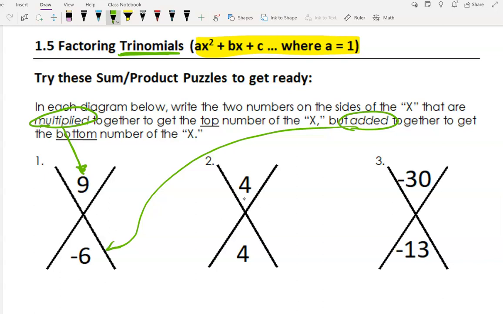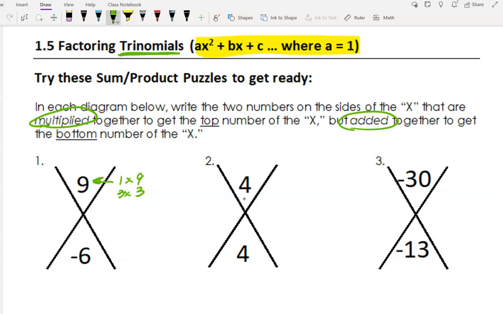Okay, what does this mean? What do we do here? Well, you guys know numbers that multiply to 9. Give me the factors of 9. Well, there's 1 times 9, and there's 3 times 3, right? If we take 1 plus 9, does that equal -6? No. If I take 3 plus 3, does that equal -6? No. So that's strange. How can I get two numbers that multiply to 9 but add to -6?